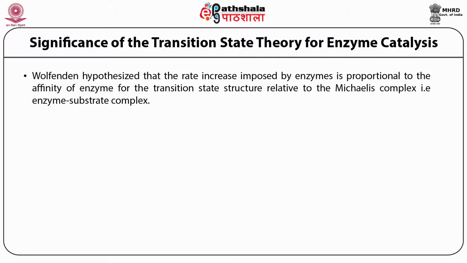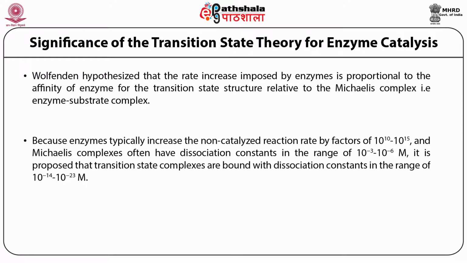That means they are proposing that the affinity between enzyme and transition state is relatively more important than the affinity between enzyme and substrate. Because enzymes typically increase the non-catalytic reaction rate by a factor of 10 to the power 14 to 15, and Michaelis complexes have dissociation constants in the range of 10 to the power minus 3 to 10 to the power minus 6 molar, it is proposed that the transition state complex has a dissociation constant in the range of 10 to the power minus 14 to 10 to the power minus 23 molar.